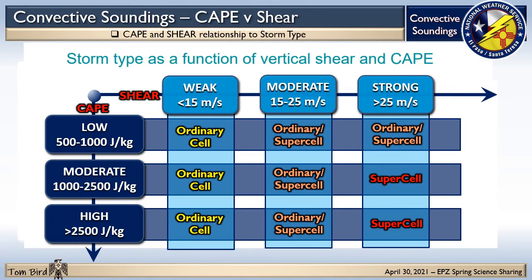So this is just a chart that shows the relationship between CAPE and shear. If you've got strong shear and high CAPE, you're in the supercell category. If you've got really weak shear, no matter the CAPE, you're predominantly in the ordinary storm cells. Then if you get a mix of the two, that's where you get the full range, anywhere from some ordinary storms to some supercells.